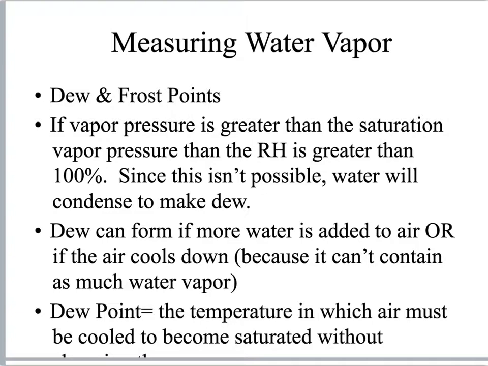Okay, so if the vapor pressure is greater than the saturation vapor pressure, then that would make relative humidity greater than 100%. But this is impossible. Relative humidity can only be from 0 to 100%. Since it's not possible, water will condense to make dew.